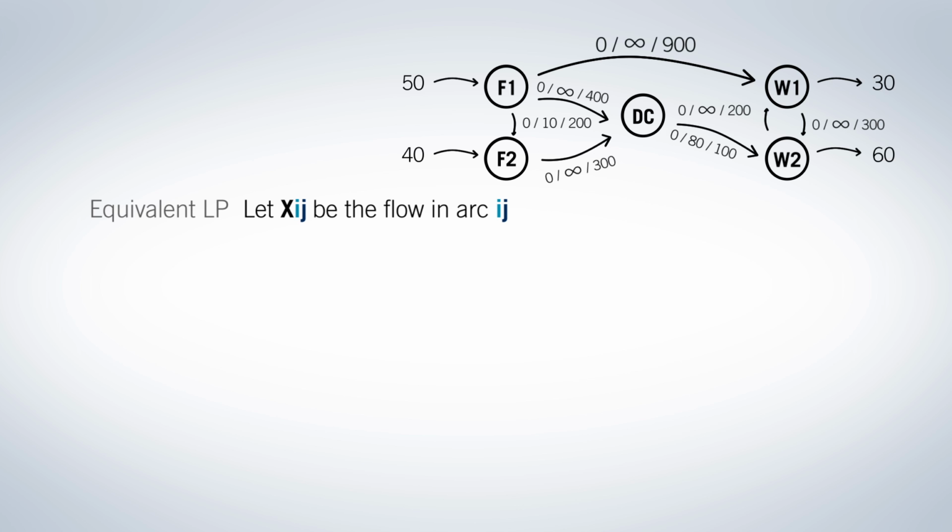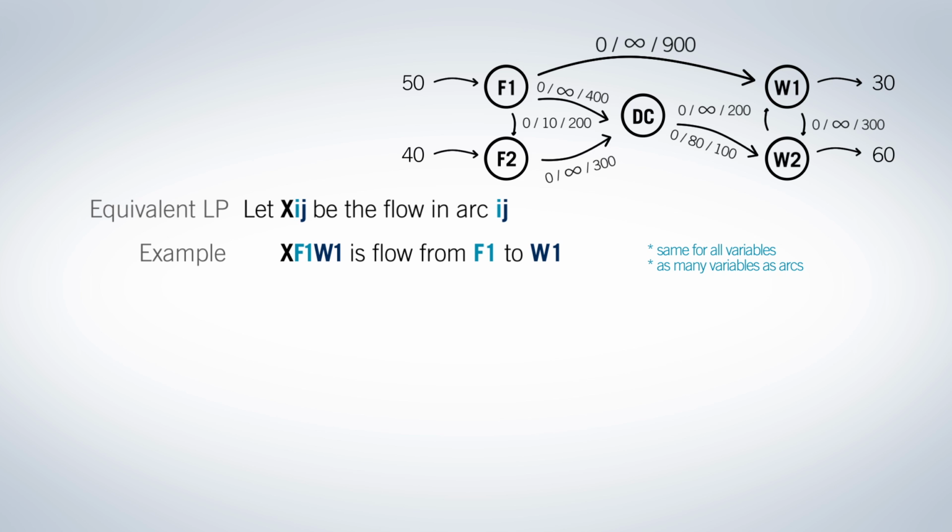So for example, x_f1w1 is the flow from factory 1 to warehouse 1. And it's the same thing for all the variables. There will be as many variables as there are arcs, and we exclude the injections and the withdrawals. So if we do that, we have 1, 2, 3, 4, 5, 6, 7 arcs, for all 7 arcs. And each arc has a per unit cost.